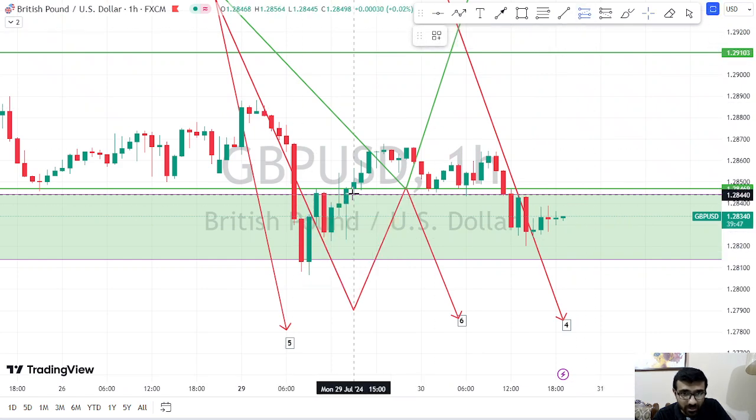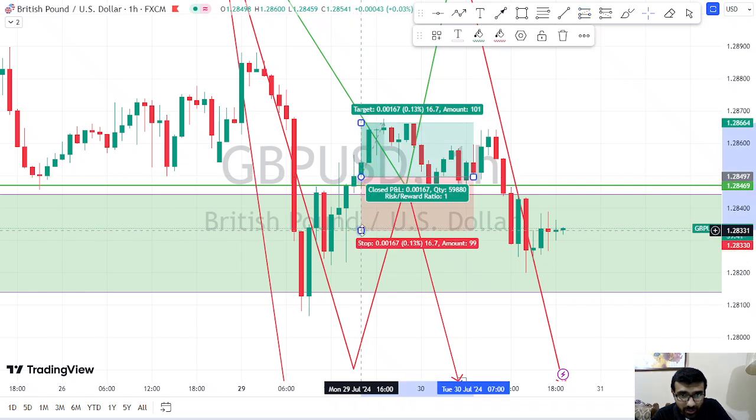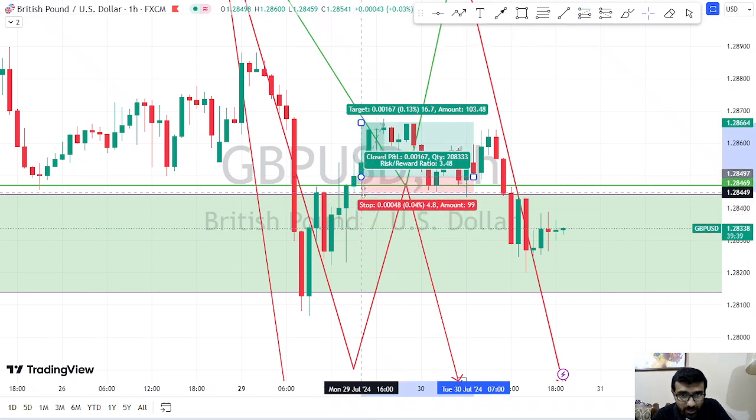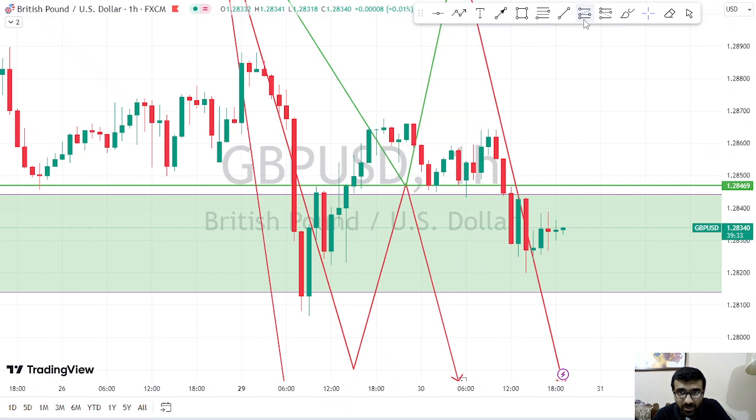From there you guys can see that once market closed above our area of support over here, we could have taken a buying position. Our stop loss will be just below this previous candle, and our take profit will be approximately over here, giving us a 3.6% profit, which is amazing.